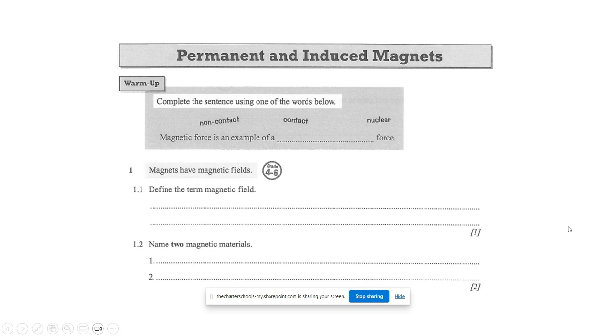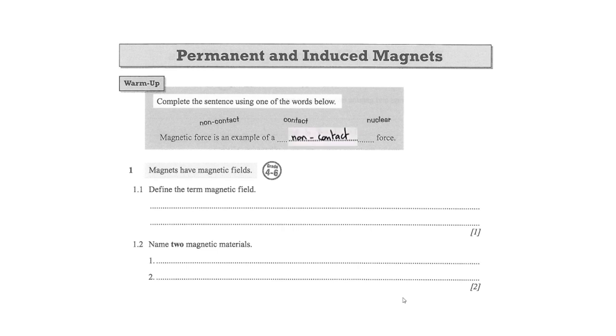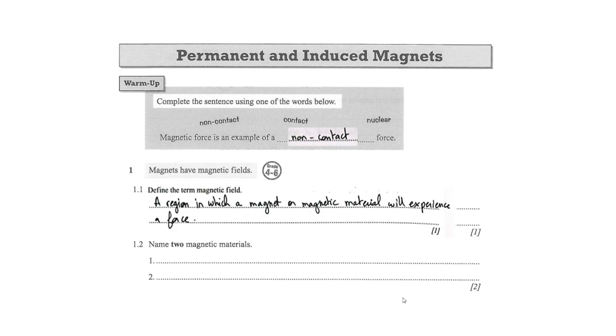Complete the sentence using one of the words below. Magnetic force is an example of a non-contact force. Your magnet does not have to touch the magnetic object to attract it. Define the term magnetic field. The magnetic field is an area around a magnet where a magnetic object will experience a force.